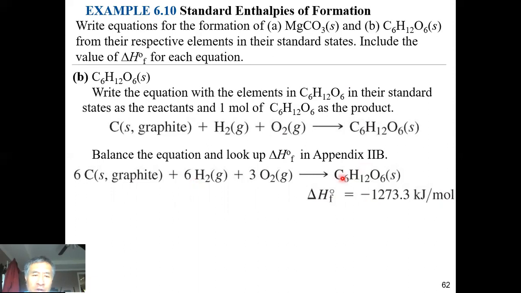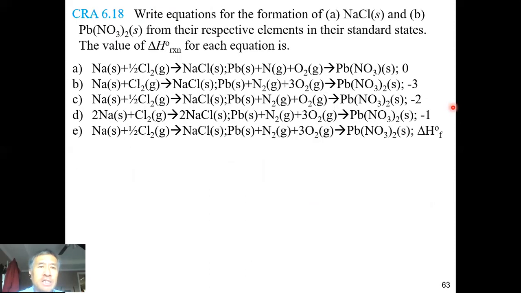So for this chemical reaction, you're going from this left side to the right side. So what is our delta H reaction? So delta H reaction for this reaction as written here equals this number. Okay, so the next one, 6.18, is to write the right equation for the formation of NaCl, and then also Pb(NO3)2. So then you want to write the value for the delta H0 reaction. It should be the delta H0f.